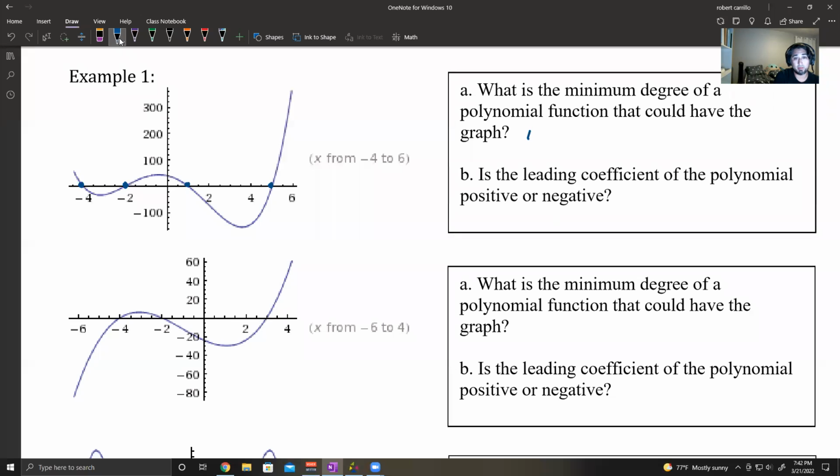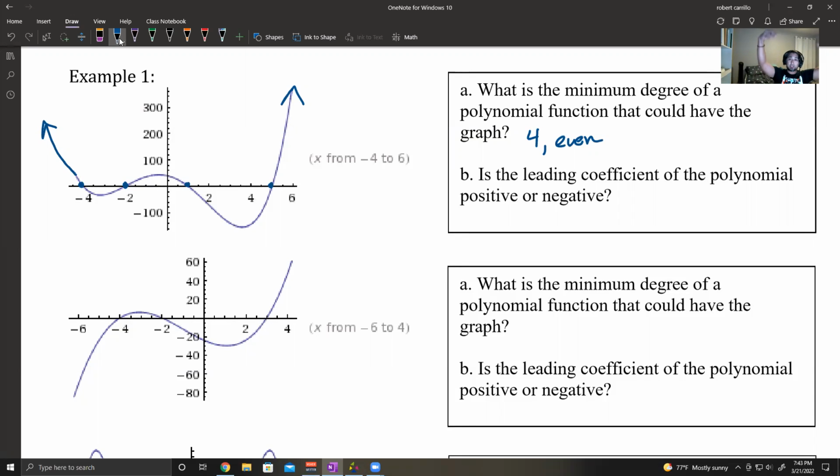4, right? My minimum degree would be 4, which is an even degree. Okay. Now, the next question says, is the leading coefficient of this even degree polynomial positive or negative? So for this one, you would look at your end behavior. So look at your tails. This one opens up and to the right. This one opens up and to the left.